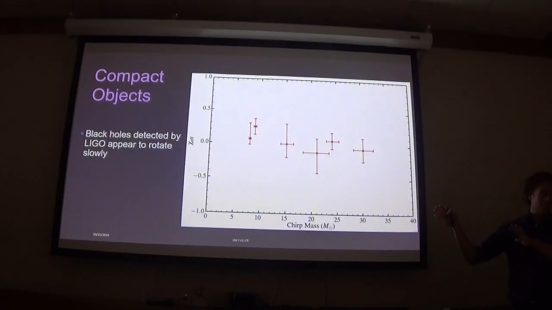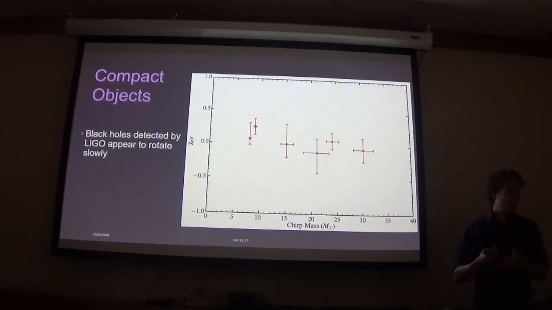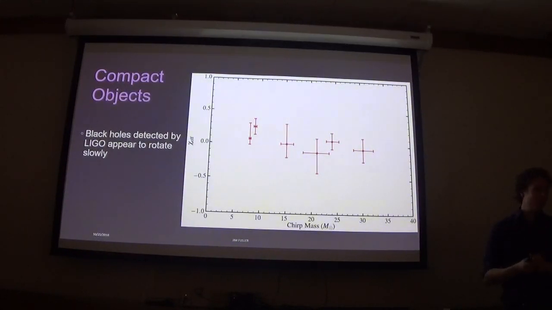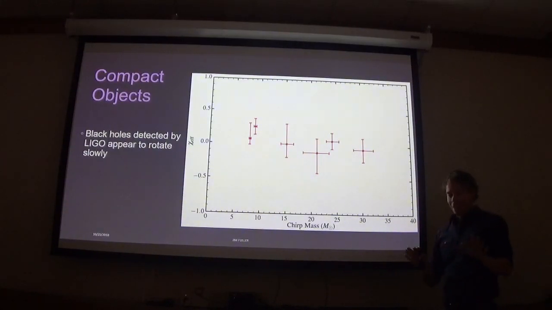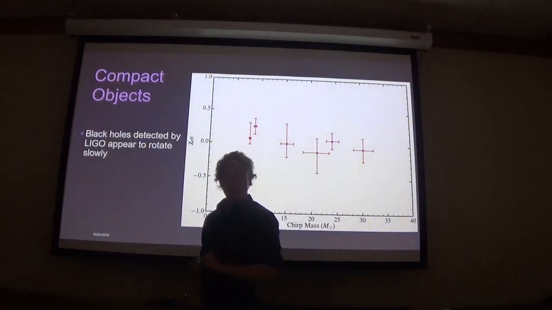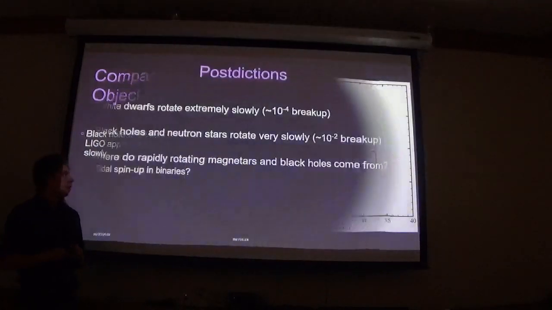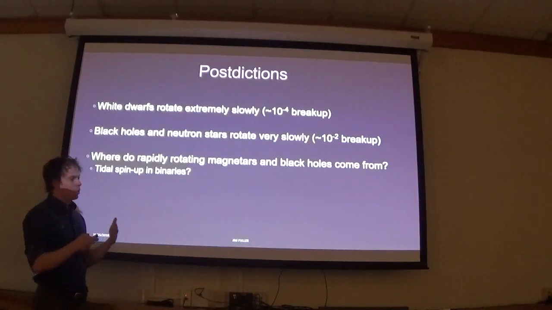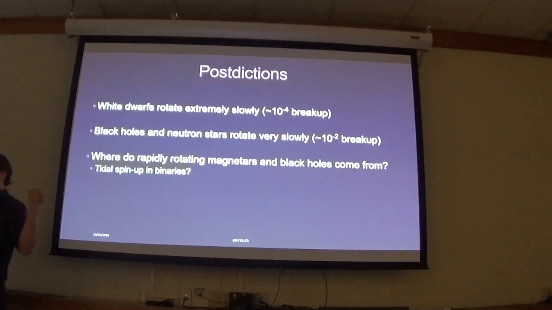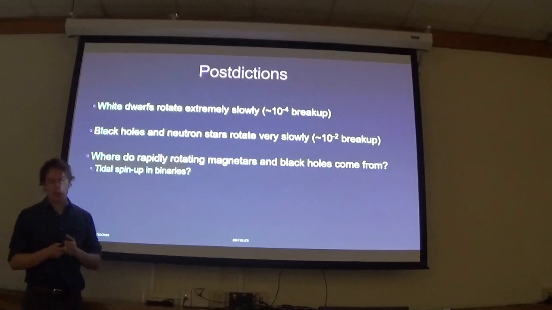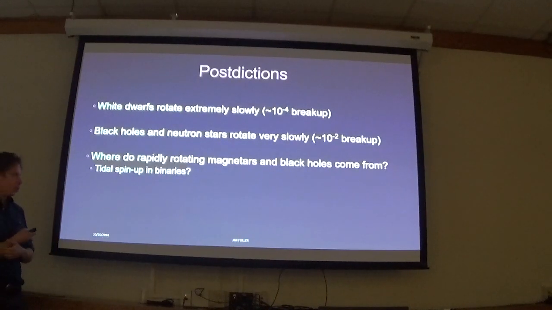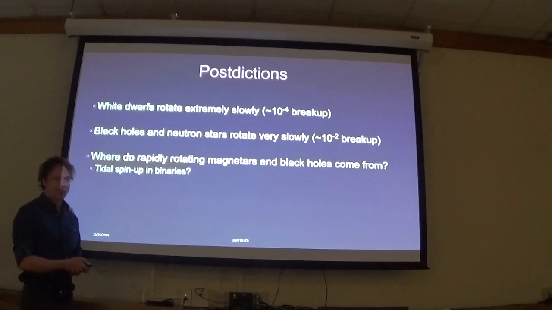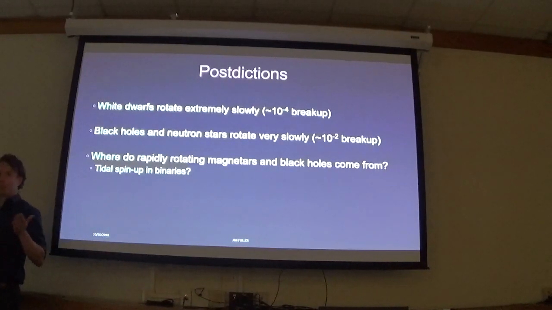So maybe you have a tight binary, and that spins up the helium core much faster. We've just run single star models. You can get things like tidal spin up, which gives you much more angular momentum and a much faster rotating core. I don't have the explanation, but that would be my guess at this point. Okay, so the postdictions are that black holes, neutron stars, and white dwarfs should all rotate slowly if this is the dominant process setting their rotation rate. So if there's nothing else going on inside of the star, we expect very slow rotation rates. Yes, and as Avi just pointed out, where do the rapidly rotating magnetars and black holes come from? Maybe binaries.